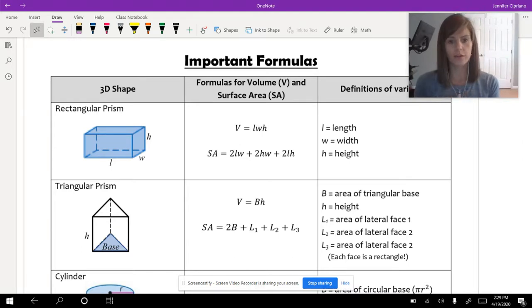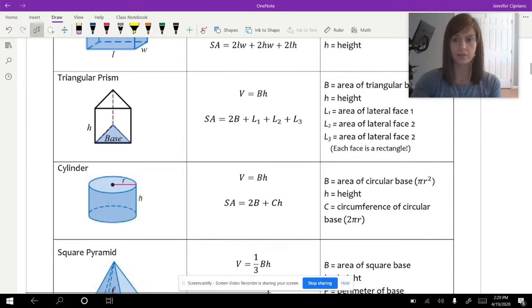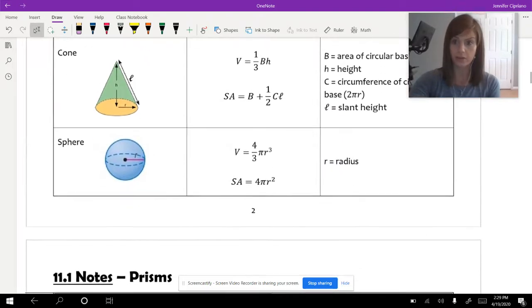One thing that I want to reiterate and point out from the beginning: you do not have to memorize any of these formulas. Even if we weren't doing this via distance learning, I still would have given you a formula sheet. I would have given you this sheet as your formula sheet. So please don't feel like you have to memorize these. Know that you can always come back here and look them up. What we're going to be doing is just talking about how to use the formulas and what everything stands for so that you understand how to plug into them. You can see on this page all the different types of solids that we're going to be talking about: prisms, cylinders, pyramids, cones, and spheres.